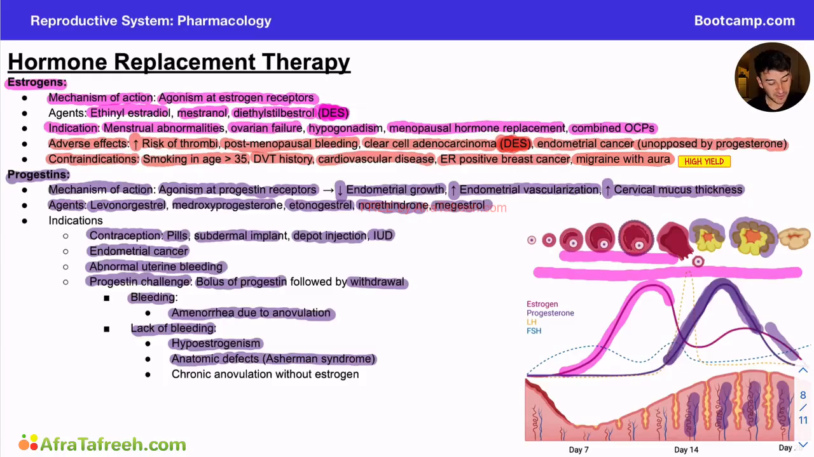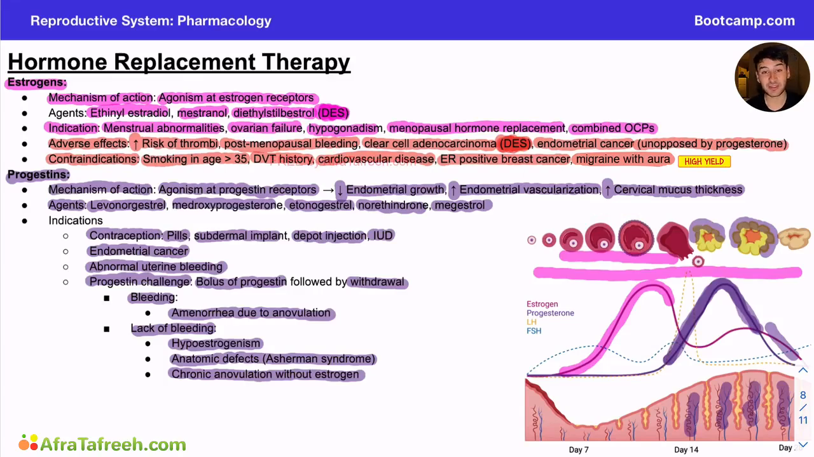And if it can't grow appropriately, it's not going to slough appropriately, so we're not going to have bleeding. And then finally, we have chronic anovulation without estrogen. And this means you're not ovulating, but you're also not producing enough estrogen. So if you don't have estrogen, you can't grow an endometrial lining. So even if you give a big bolus of progesterone, there's going to be nothing to slough off.